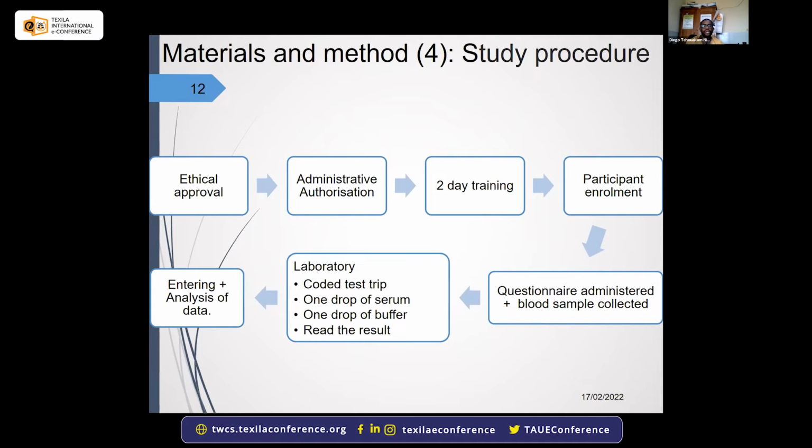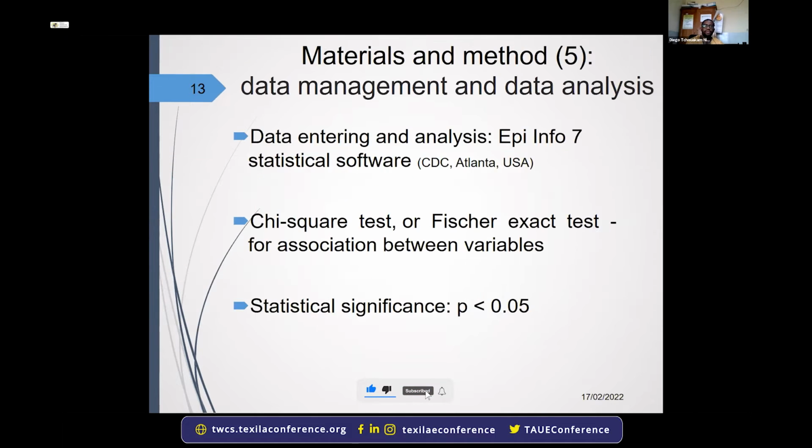Participant enrollment: we then followed with participant enrollment, where an investigator interview questionnaire was administered and blood samples were collected. The blood samples were coded before being channeled to the laboratory, and then the tests were done and the results were entered into a data sheet using EPI Info version 7 statistical software from CDC Atlanta, USA.